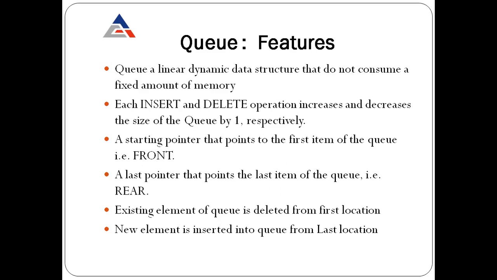Existing elements of the queue are deleted from the first location, or you can say the front location. A new element in the queue is inserted from the last location, or you can say the rear location. So if I want to remove some element from the queue, the element will be removed from the front end. Or if I want to insert an element in the queue, that will be inserted from the last end.